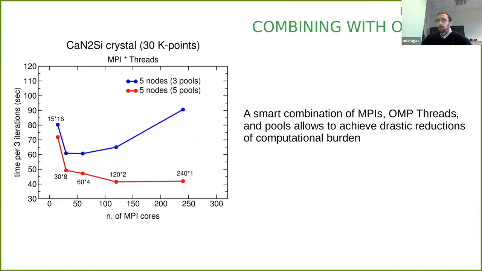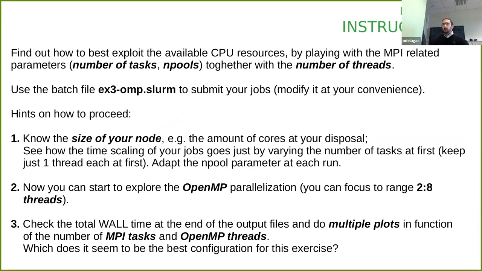Okay, so this brings us to the third exercise. In this exercise, we will have a bit more freedom than the first two. So what you have to do is, you have your usual node, and you can play with the parameters you learned to use, so NPOOLS and NDIAG. Well, we learned that NDIAG is not very useful in this case, but okay. You can also vary the number of tasks, and now you can work on the number of threads too. Okay, so you find all the instructions in the README file, and you also find the batch file in the X3 OMP folder.